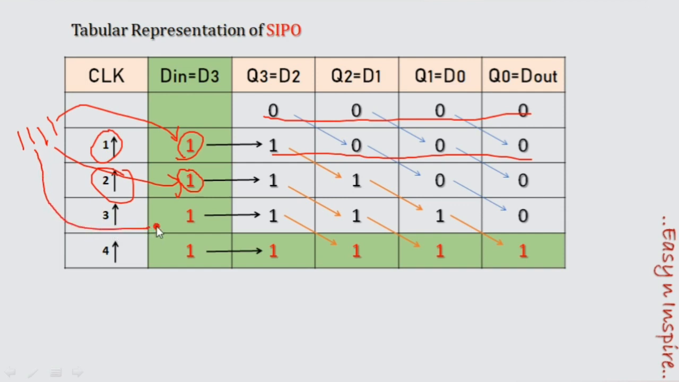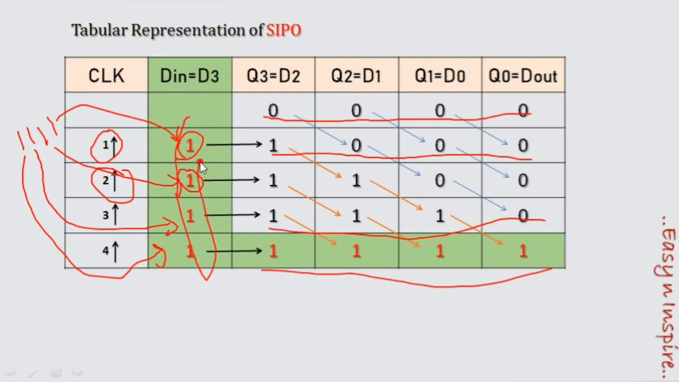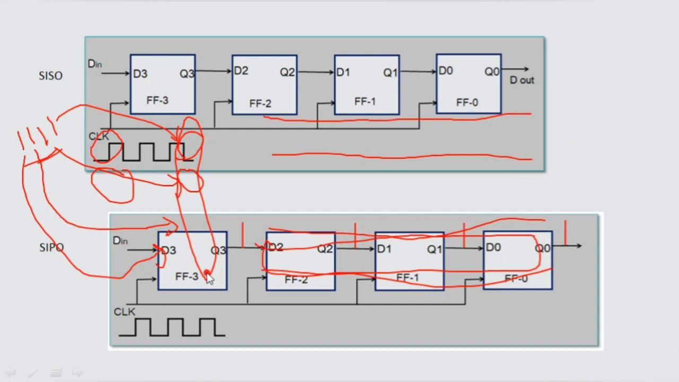During the third clock pulse, this is my input and 1110 is my output. During the fourth clock pulse, this is my input and this is my output. So 4 ones I am applying as input and 4 ones I got as output. So serial input and parallel output. Why am I mentioning parallel? Because across each and every flip-flop output I am taking the output. So it is known as parallel output.